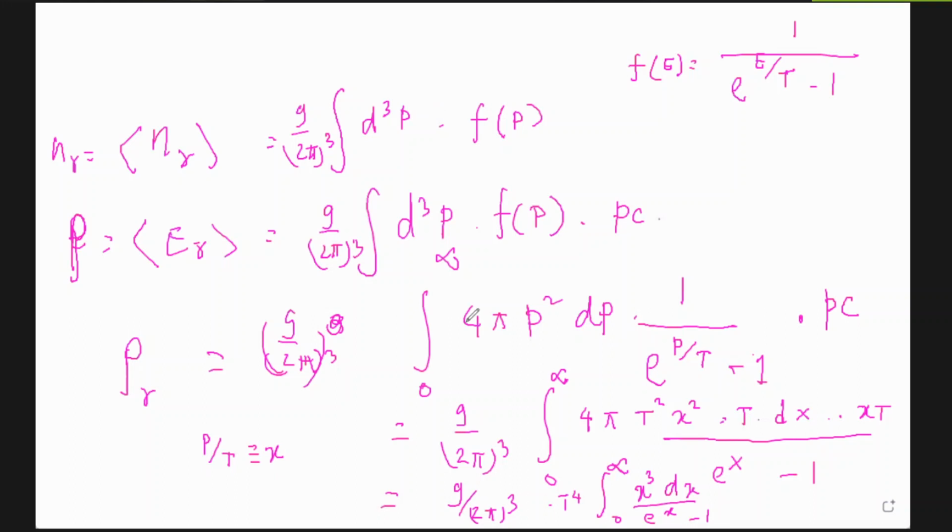This function, x cube dx, is called the zeta function. You should look into your StatMech notes or find out from Google. It is a number, called the Riemann zeta function. Okay?